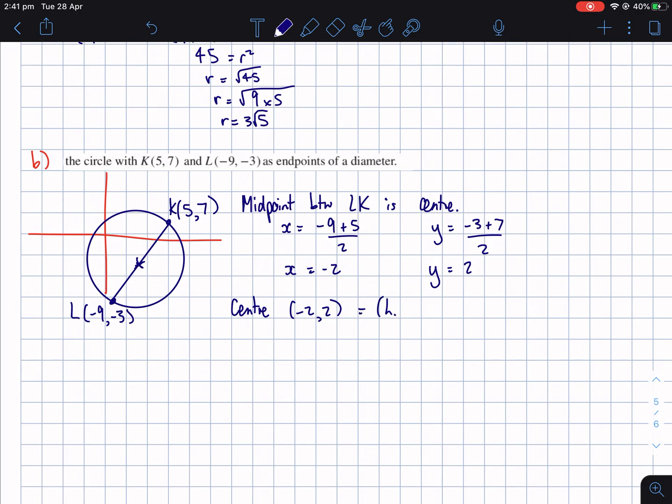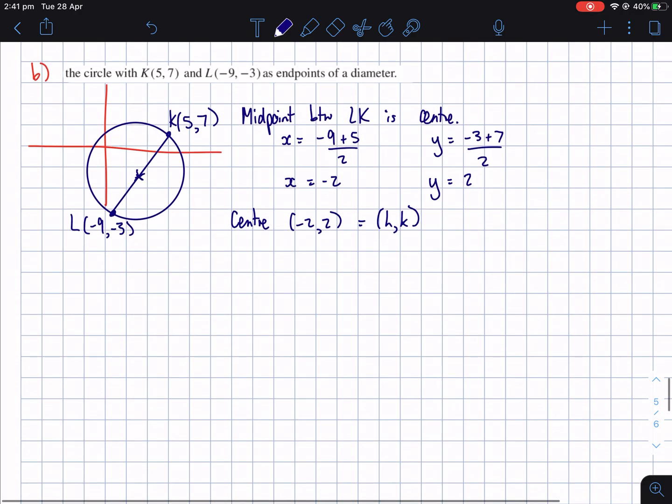which is h, k. So if I then put this in the equation of a circle, we've got x plus 2 squared plus y take 2 squared equals r squared. Now I need to figure out what r is. I'm going to substitute in one of these points. I'm going to substitute in the point K.